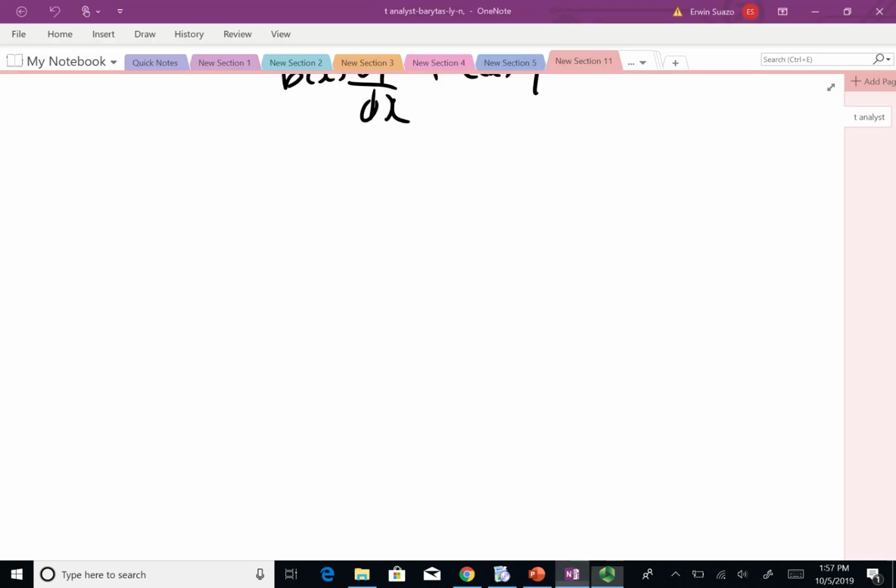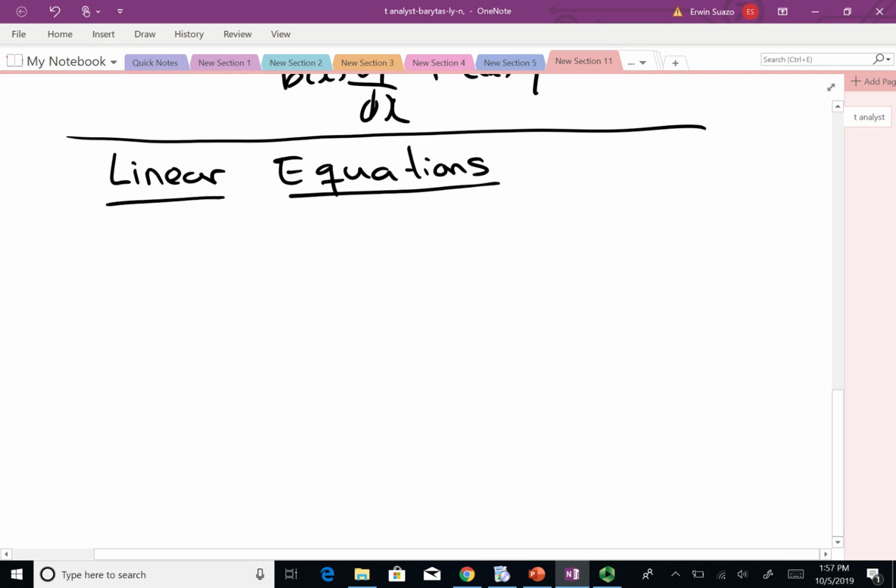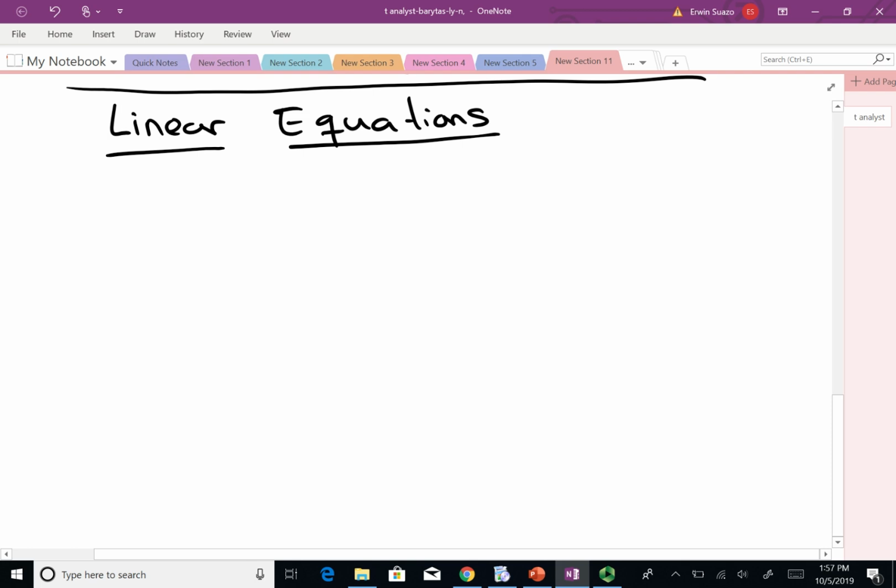Okay, hello guys. So we're gonna do a little review of this method for solving linear first order equations. So you will have examples on how to solve these linear equations.